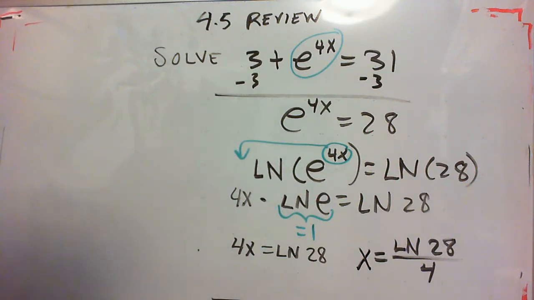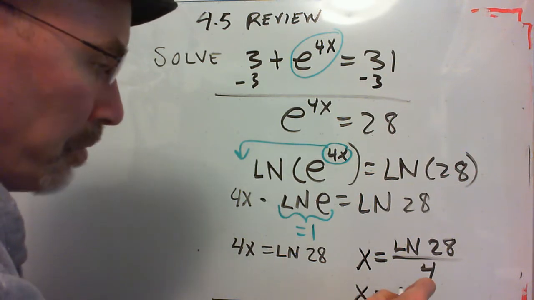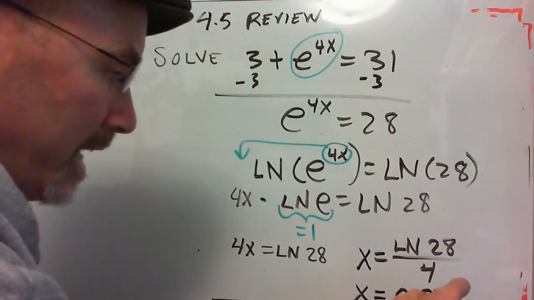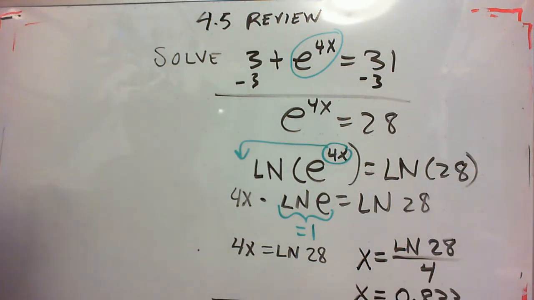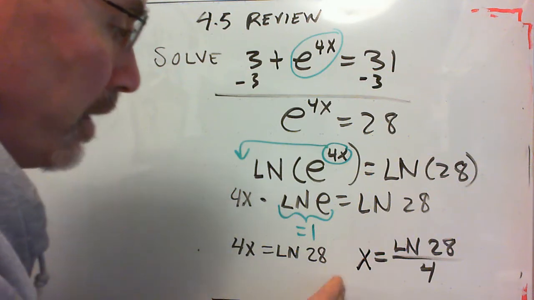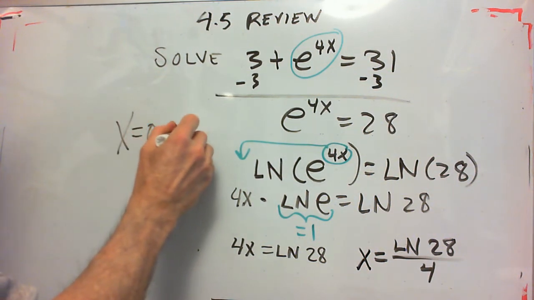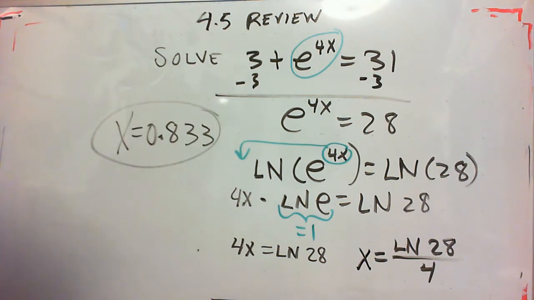Now, if we want a decimal answer, we put that into a calculator, and to 3 places you get x equals 0.833. And if you plug that back into the equation, multiply it by 4, put it as an exponent on e, it will make the equation true.